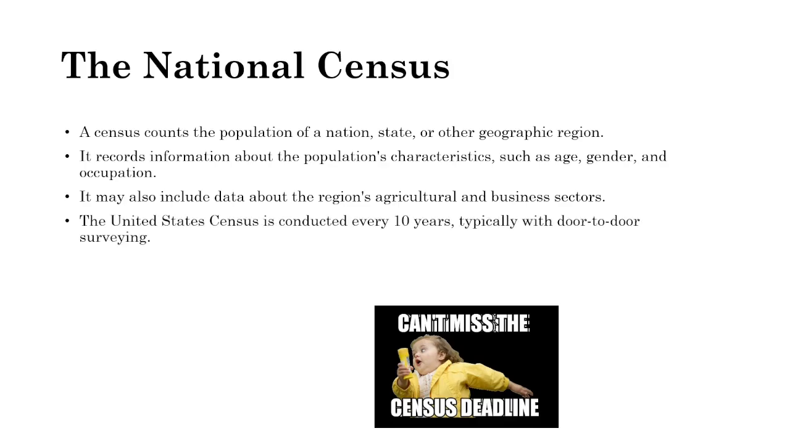The United States Census is conducted every 10 years, every decade, and historically, every single time besides 1 year, it was done with door-to-door servicing. They had hundreds of thousands of officials go and knock on the doors and ask you questions for the census.